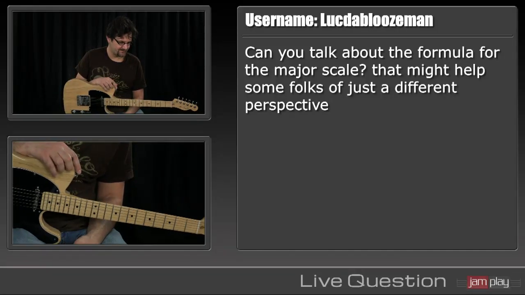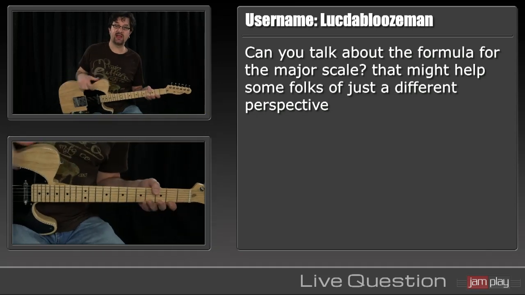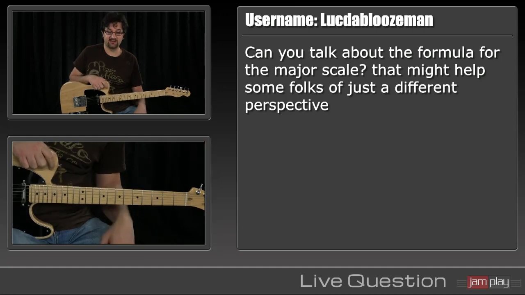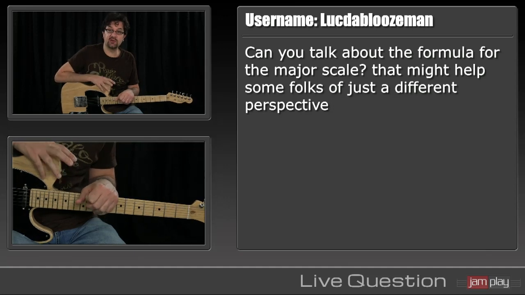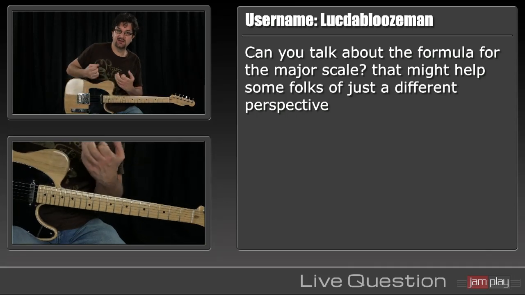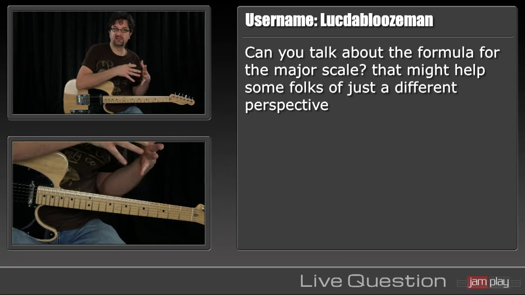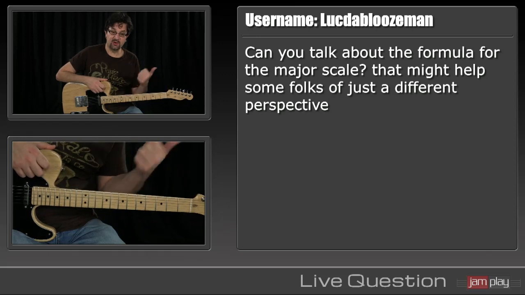Can you talk about the formula for the major scale? That might help some folks with just a different perspective. Yeah, so the formula is the same exact formula that we had in the original shape used in session 1, the very first lesson. And the formula is the blueprint of the scale. That formula is going to give you all the intervals found in that scale, and that's what's going to allow you to extract from it different chords, to create chord progressions, and also to match certain scales with chords, which is what we've been doing in the past, last week.